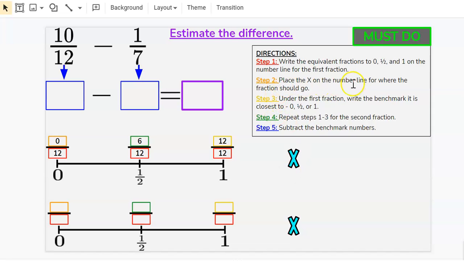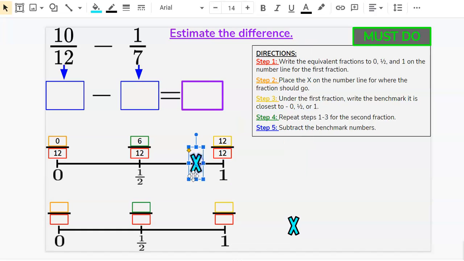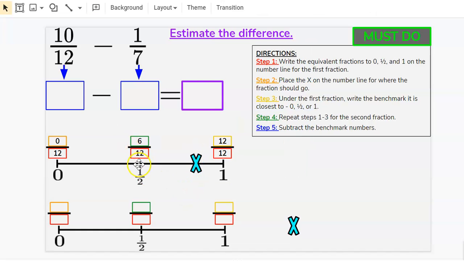Then I need to place the x on the number line where it should go. Well, I know 10/12 is bigger than 6/12 and less than 12/12. I just have to figure out where it goes. 10 is 2 less than 12, so I would count back 1, 2, and it would go right about here. So I could see if I had 6/12 here, it would be 6, 7, 8, 9, 10, 11, 12. This x is closer to 12/12 because 10 is closer to 12 than 10 is to 6.